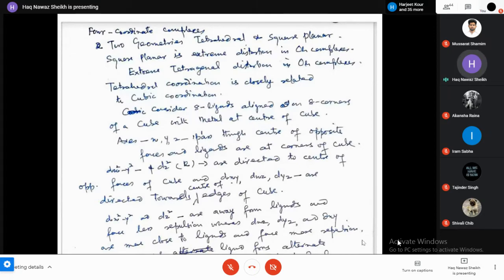And imagine you have ligands at the 8 corners of a cube, and the metal ion at the center of such a cube. And the Cartesian coordinate axes, x, y, and z axes, pass through the center of the opposite faces, because there are 6 faces.